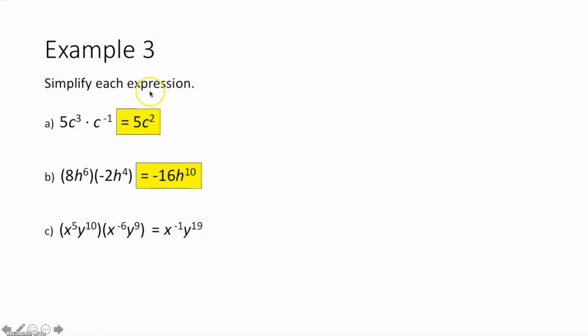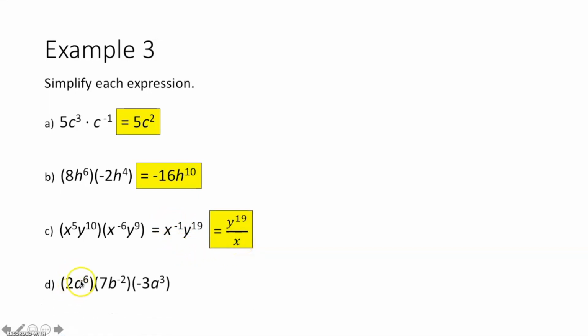Now, because we're simplifying this expression, we can't leave a negative exponent in our answer. So we remember what to do with negative exponents now. To make it a positive exponent, we move it to the opposite side of the fraction bar. So it's going to be y to the 19th on top, and this x to the negative first comes to the bottom and becomes x to the positive first, or just x.